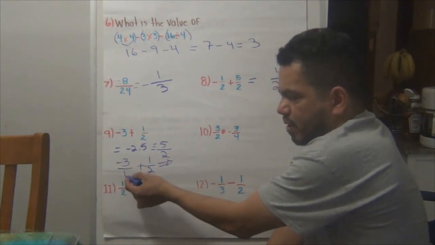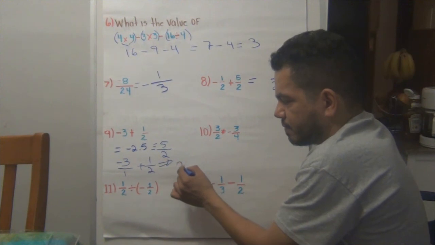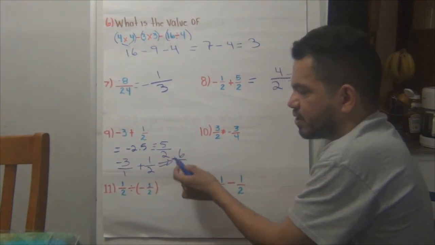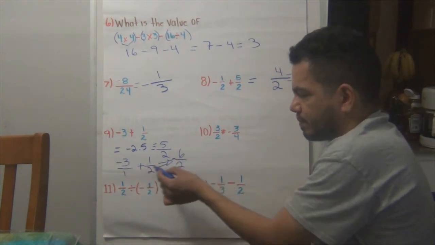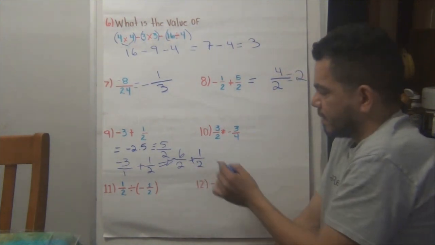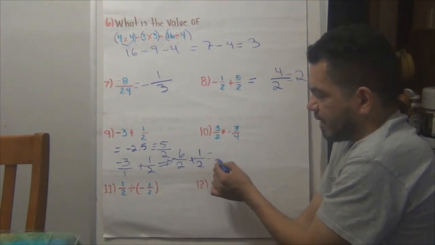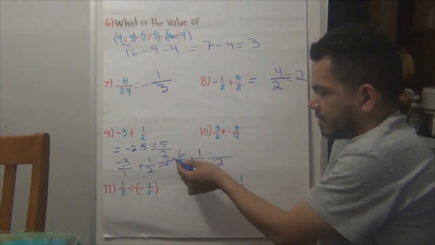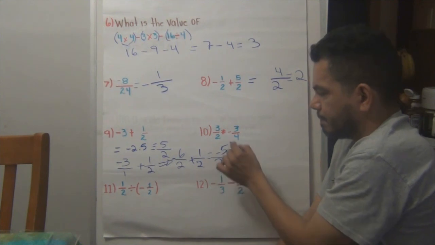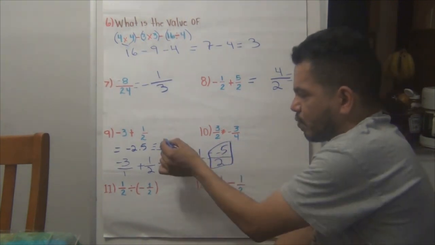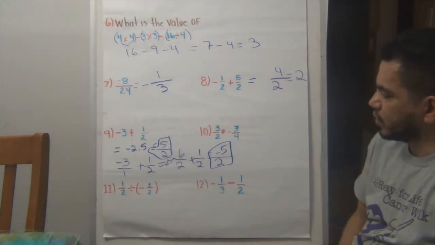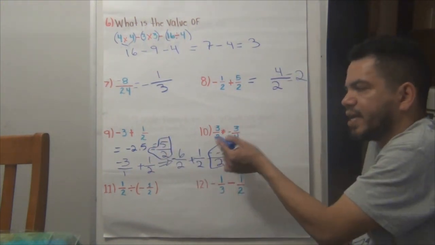So how do I turn this 1 into a 2? Multiply by 2 over 2, right? So this turns into negative 6 over 2 plus 1/2. Okay? Now they have the same denominator. Negative 6 plus 1 is negative 5. Same thing as what we got right here. Right? Cool then.